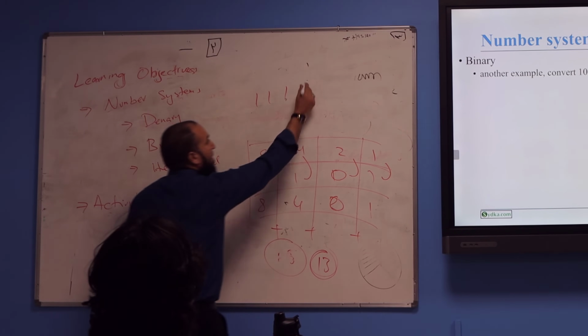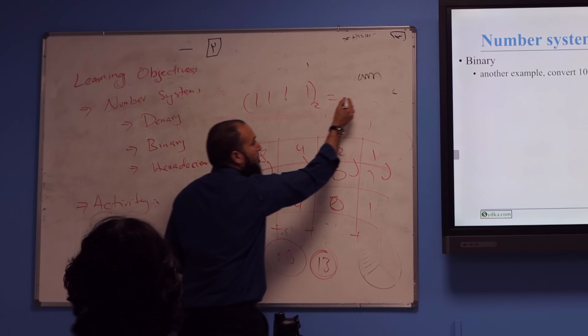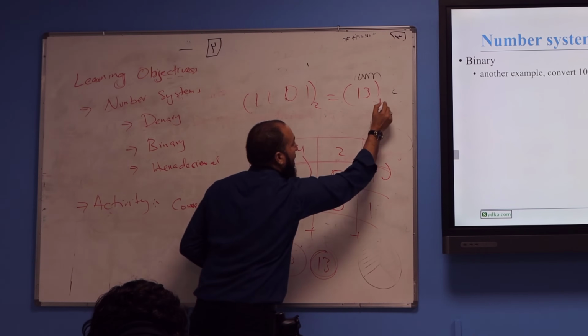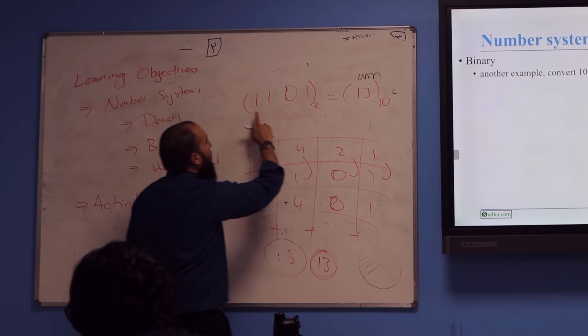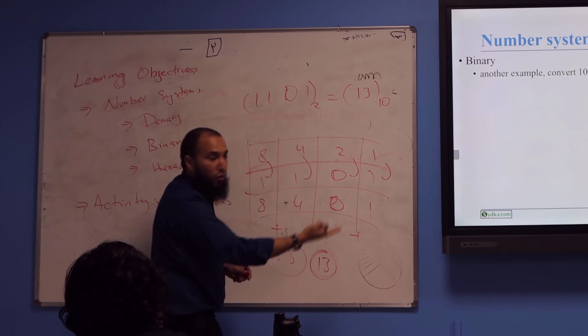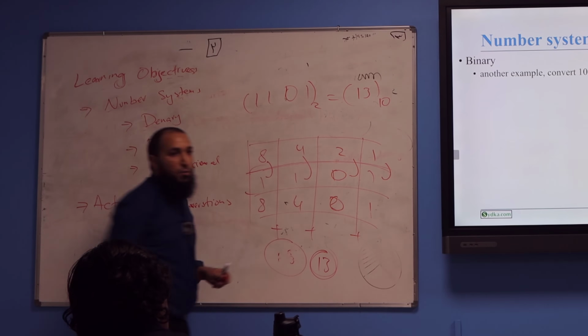So now we can say in base 2 it is equal to 13 in base 10, because we change this to 0. 1, 1, 0, 1. So 1, 1, 0, 1 in base 2 is equal to 13 in base 10.